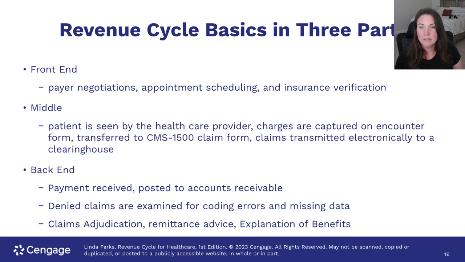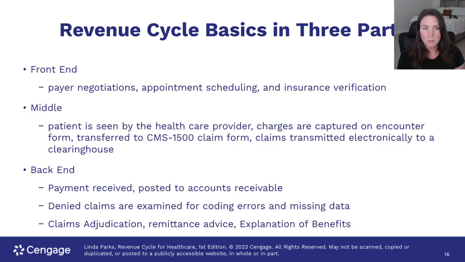Okay, the revenue cycle has 3 parts. The front end of the revenue cycle is where payer negotiations take place. So this is before a patient even sees their provider. The third-party payer and providers have these negotiations where they decide on what the payment rates are going to be. Also, appointment scheduling and insurance verification happen in this part as well.